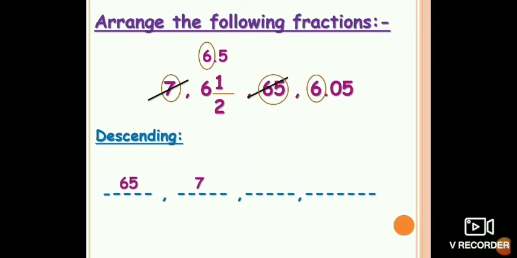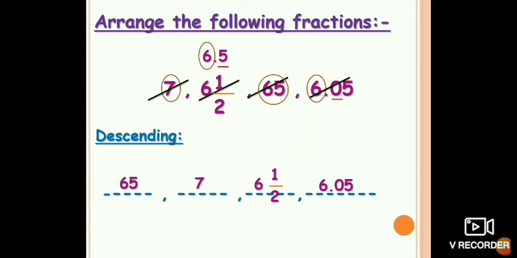After that, we have 6 and 6. So the whole numbers here are the same. So we compare the next number on the left, which is the 5 and the 0. Now, which one is bigger? The 6.5 or the 6.0? Of course, the 6.5 is greater. So we write it first. We write it as 6 and 5 tenths in its original form. Now, after this, the last one is 6.05.